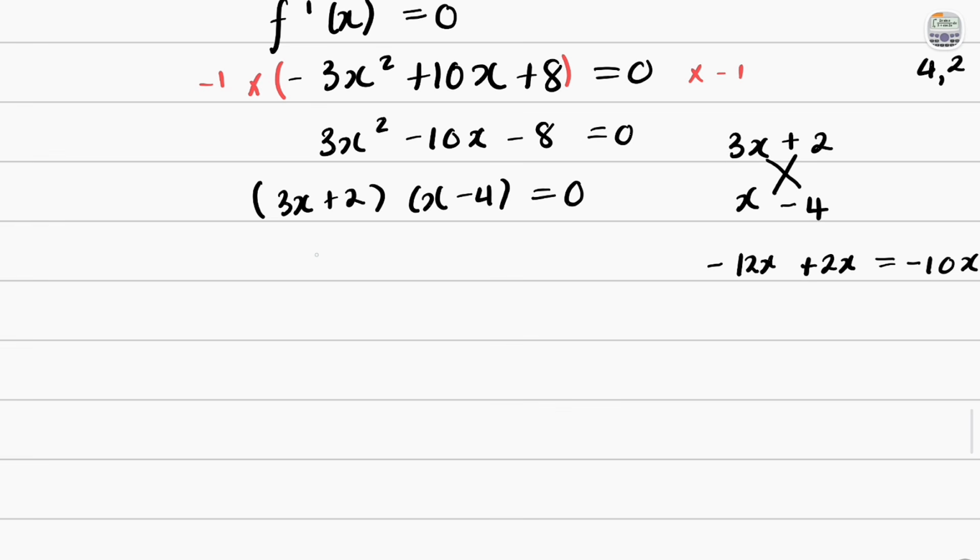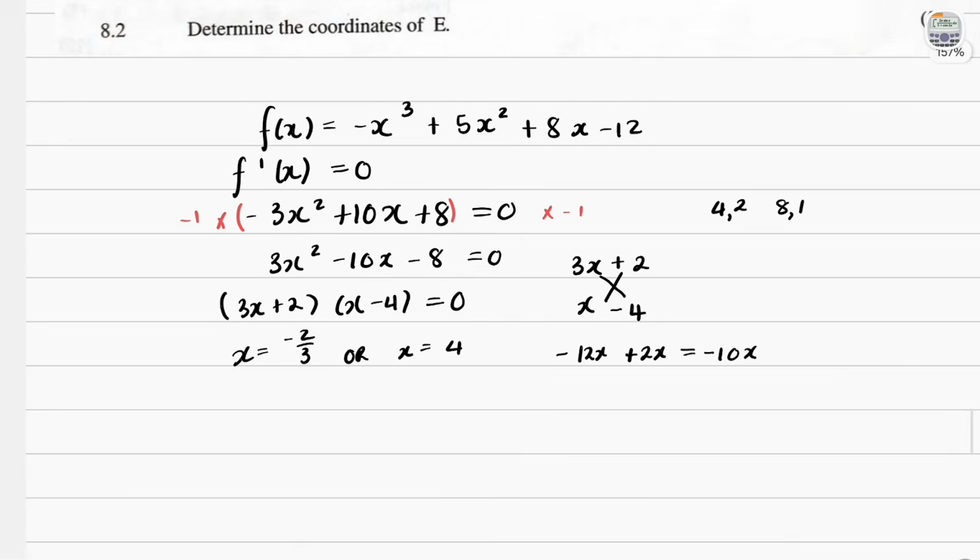And so therefore, to solve for x, we say 3x + 2 = 0. So 3x is equal to negative 2 when you transpose. And if you divide both sides by 3, x is simply equal to negative 2/3. Or here, x is equal to 4. And those are our answers.